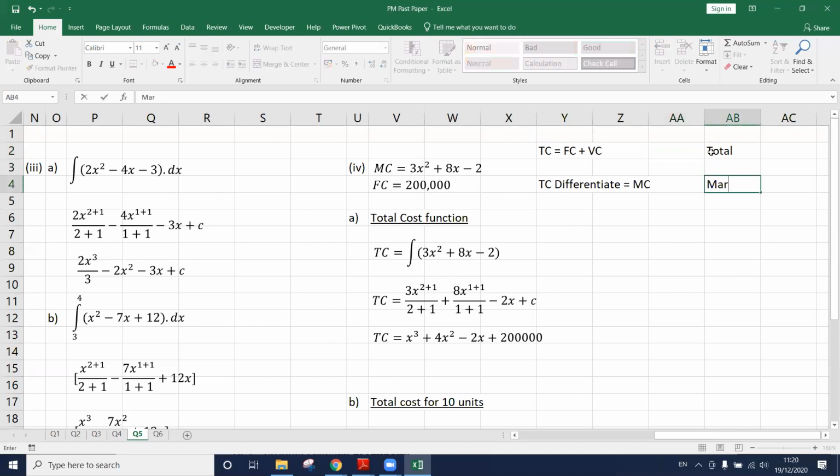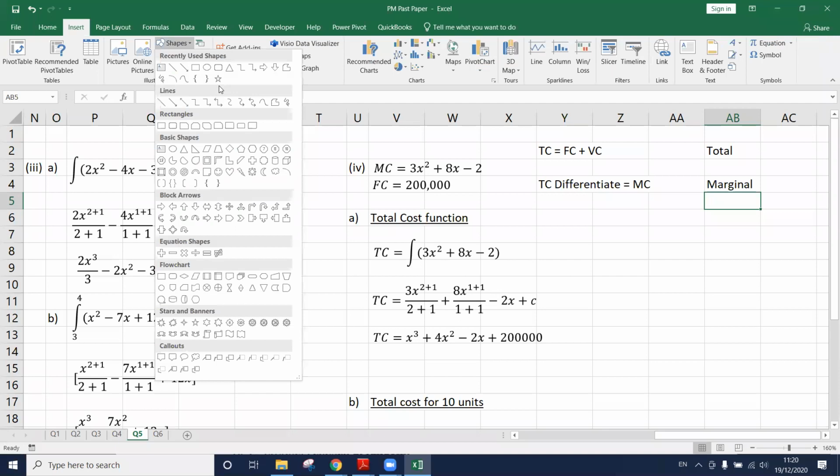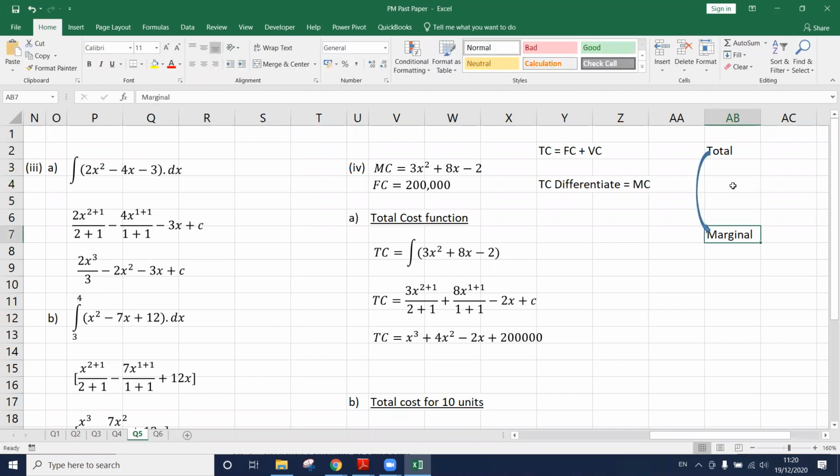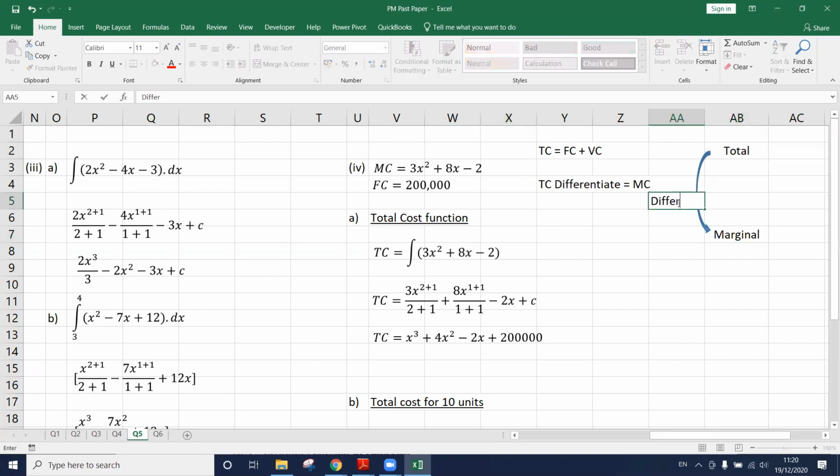Total and marginal cost, we can get revenue too, right? We'll say like this. If we want to get the marginal from a total function, we need to apply differentiation. When a total cost is given and we find the marginal cost, we apply differentiation.